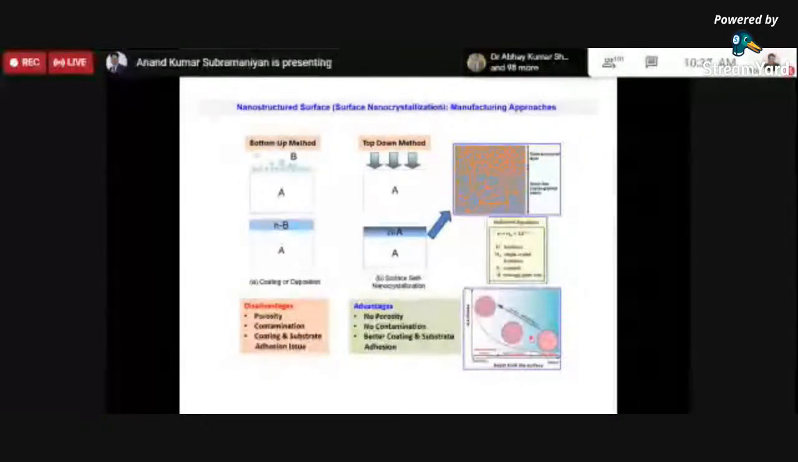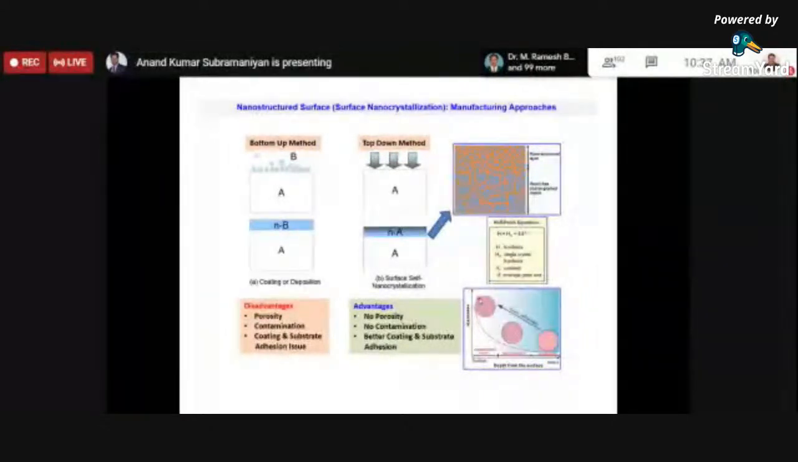So this particular process of going from a coarse grain to a nanocrystalline grain, we are going to call grain refinement, right? So grain refinement means we are essentially trying to break or subdivide these bigger grains into smaller grains, right?